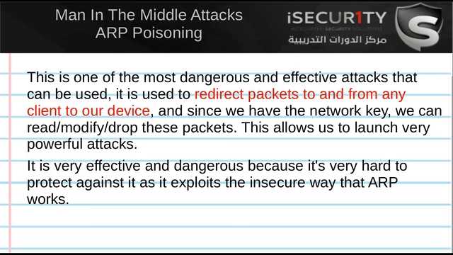This means that any packet that is sent to or from the target client will have to go through our device. And since we know the password, since we know the key to the network, we will be able to read those packets, so they won't be encrypted, and we will be able to modify them, drop them, or just read them if they contain passwords or important information. This attack is so effective because it's very hard to protect against. We're going to talk about the ways to protect against it, but it's very hard to fully protect yourself against this attack. This is due to the way the ARP protocol works. It was programmed in a way that it's very simple and very effective, but it's not secure enough.